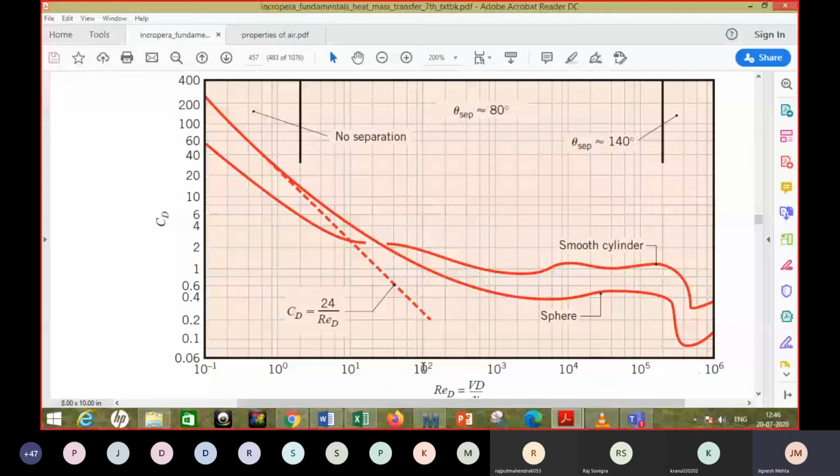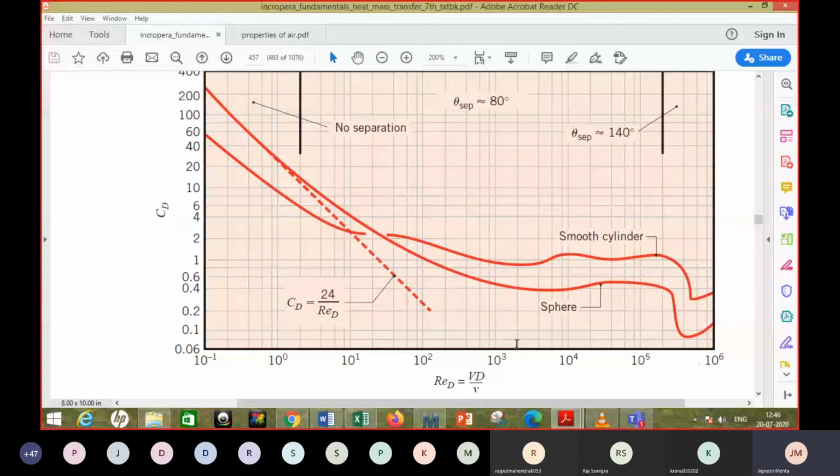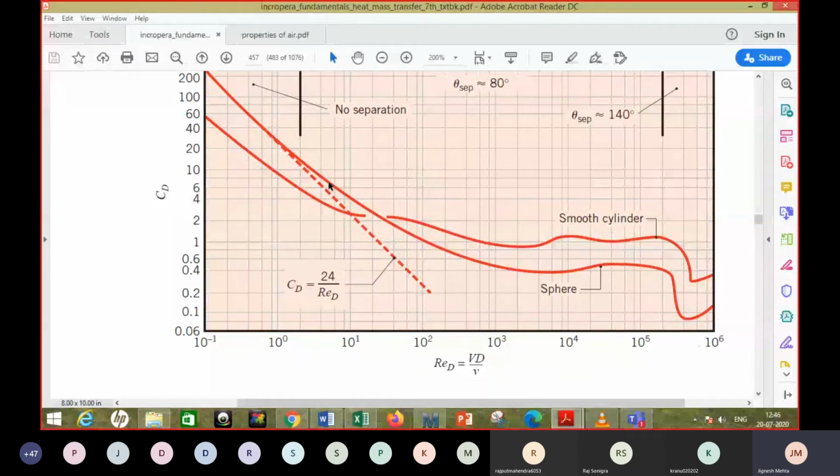You can say beyond 10 raised to 2, that is 1000, or rather beyond 1000, right? Here it is 100. Beyond 1000, it is not changing much, but then at 2 into 10 raised to 5, just after that, there is a dip, and then it again starts increasing slightly, right? And the pattern over the sphere and cylinder, though not perfectly same, seems quite similar. Of course, this 24 upon Reynolds number is for the sphere as it is shown here.